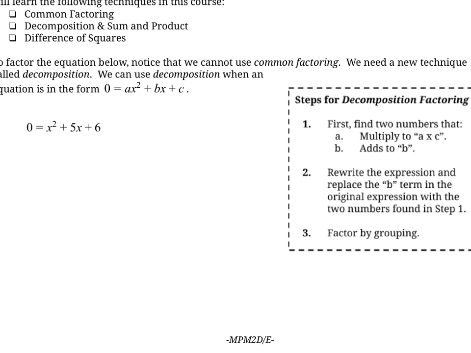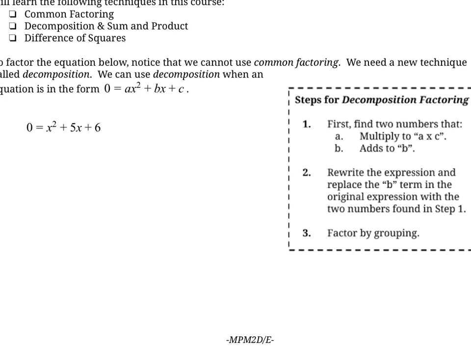Well, another term for expanded form is standard form, and it looks like this. We have an x squared term, and then an x term, and then a constant. So in standard form we can see that a is defined as the coefficient of x squared, b is defined as the coefficient of x, and c is the constant. So this is what I'm referring to when I talk about a, c, and b.